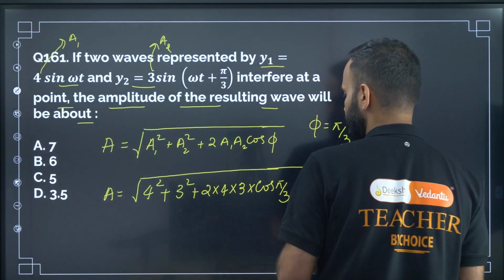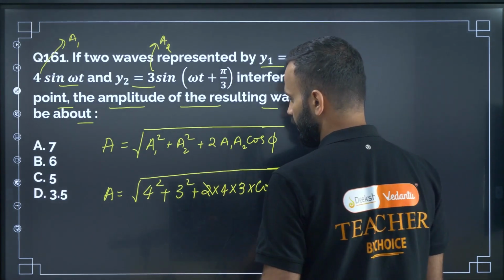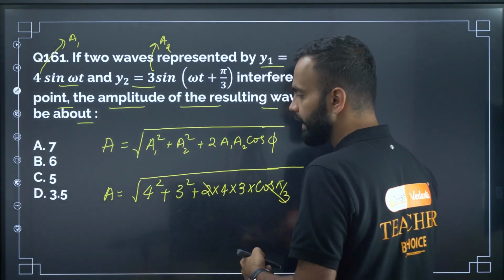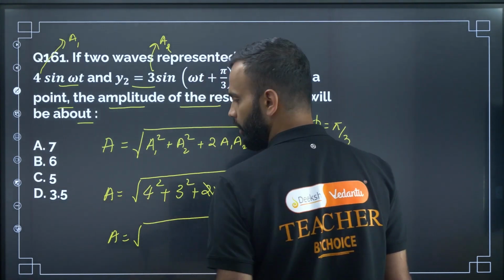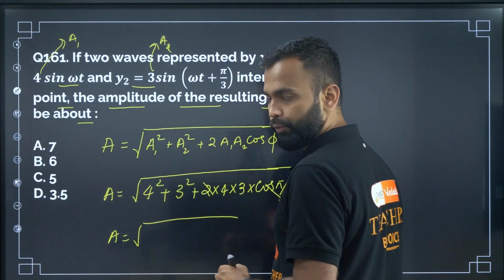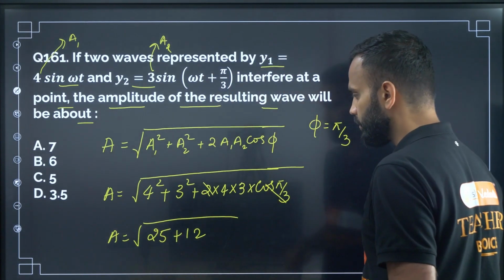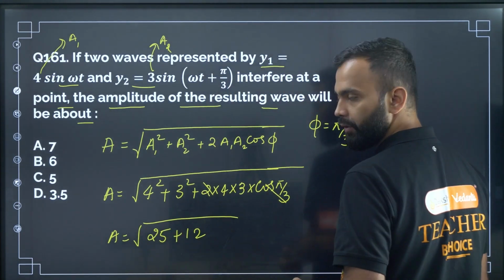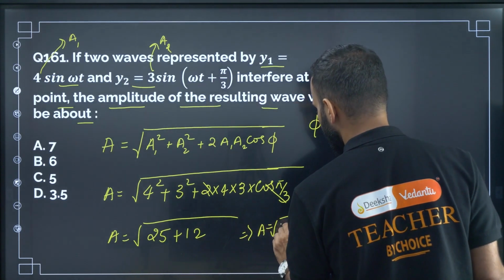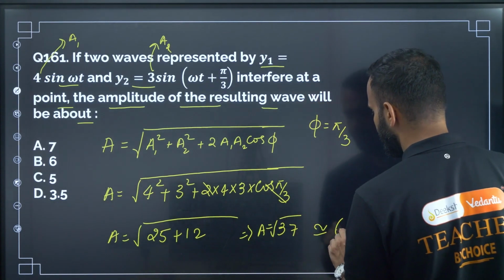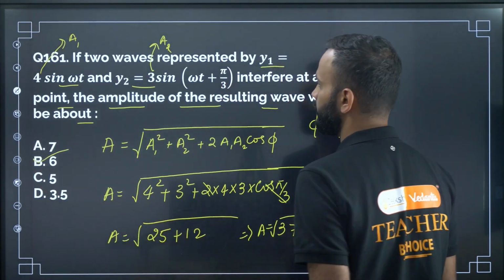What is the value of cos pi by 3? 1 by 2, so the 2 and 2 will get cancelled. Now A is equal to root of, here 4 square plus 3 square is 25. So 25 plus 12 is 37. So A equal to root of 37, which is approximately equal to 6. So the correct option is B.